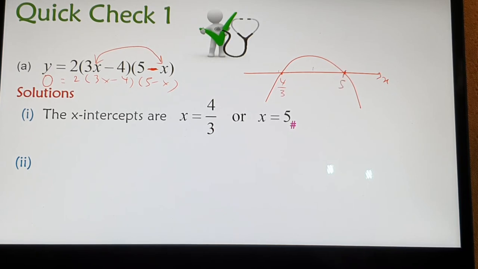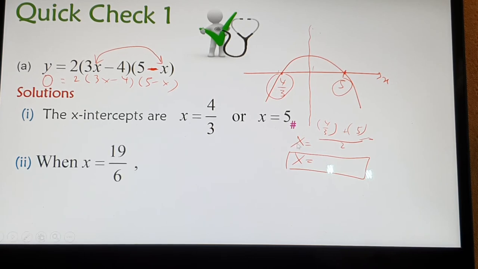How do you find the middle? Okay, it's not a curve, it's a straight line down, okay? Very hard for me to draw a straight line, sorry about that. You take this plus this divided by 2, okay? But you must put the x equals, so it's x equals (4 over 3 plus 5) divided by 2. And don't write here, okay? Don't write here. You write next line, because it must be an equation for line of symmetry.